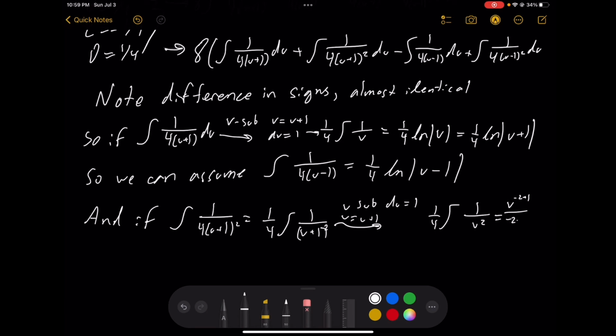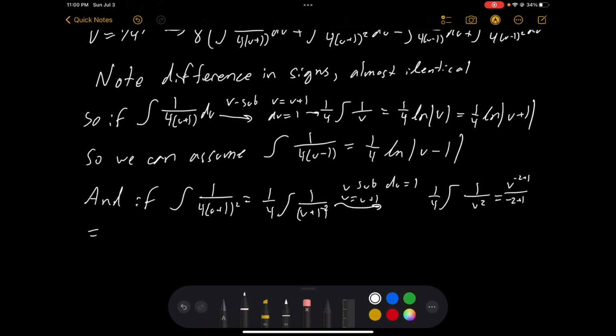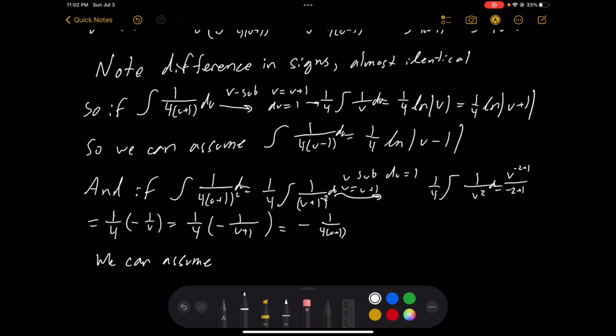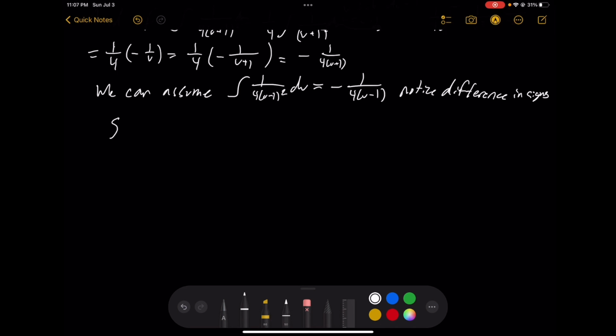Now we just use the reverse power rule once again. Now we get 1/4 times minus 1 over v, which equals 1/4 times minus 1 over (u plus 1), which equals negative 1 over 4 times (u plus 1). So we can assume that the integral of 1 over (4 times (u minus 1)) squared du is just going to be equal to negative 1 over 4 times (u minus 1). Just notice the difference in signs. Now we try to plug everything back in, accounting for the difference in signs and accounting for that negative that we had to distribute earlier.